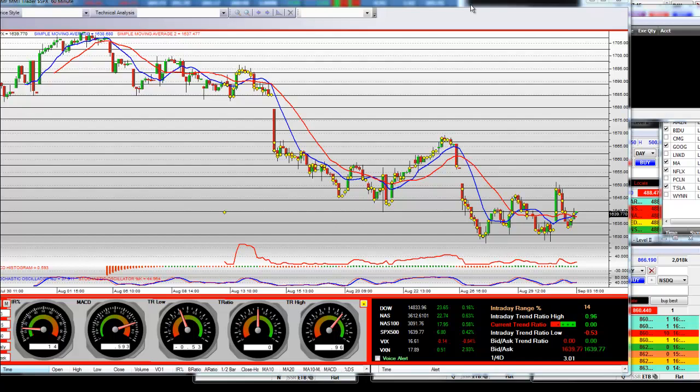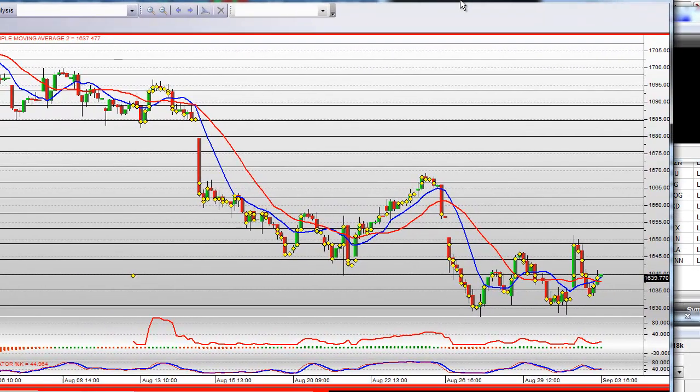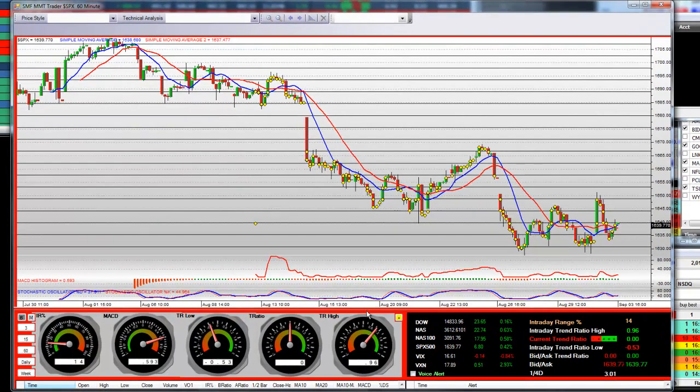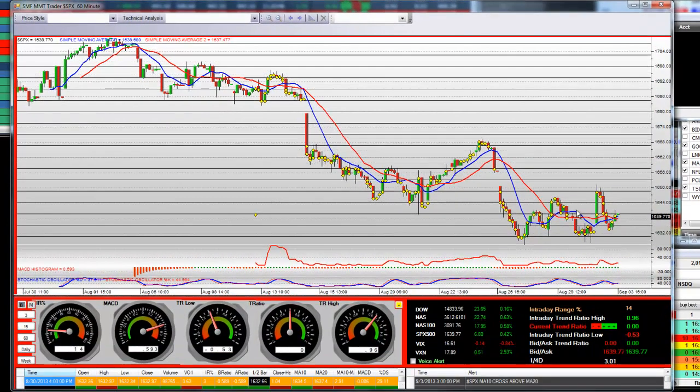Good afternoon, MMTs. We're talking about that 1650 level on this S&P. It's a 60-minute chart. Not only is it a 60-minute chart, we're going to talk about September 3rd, where we called for the correction way up here. The price volatility in the S&P is going to increase.